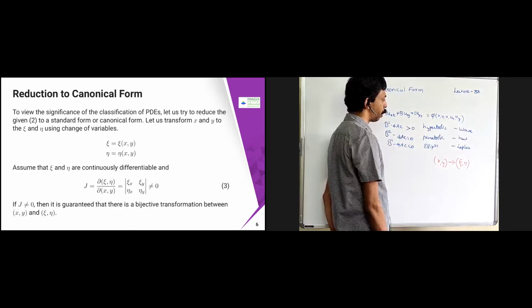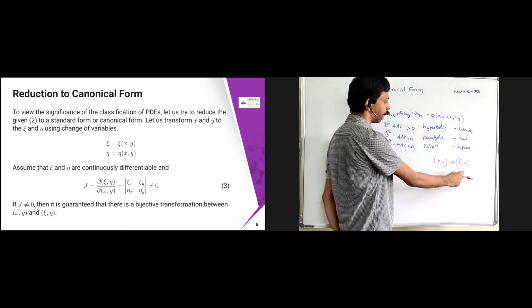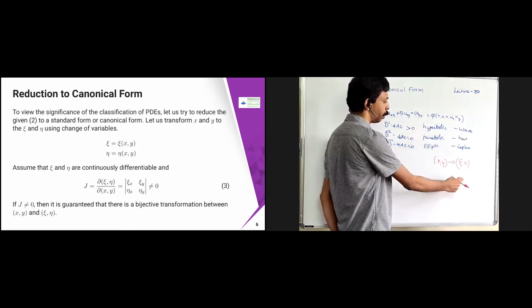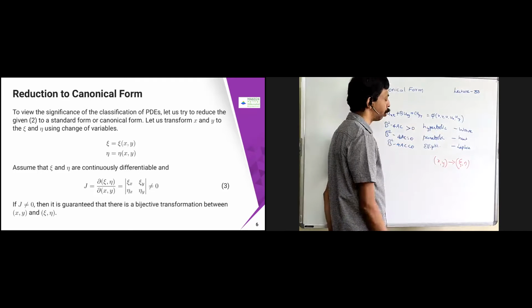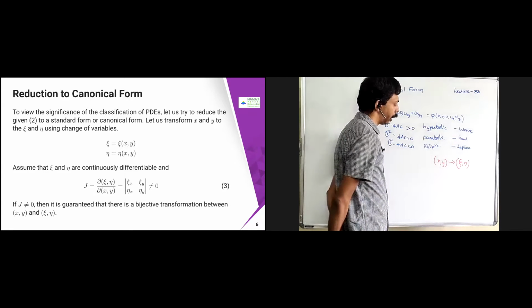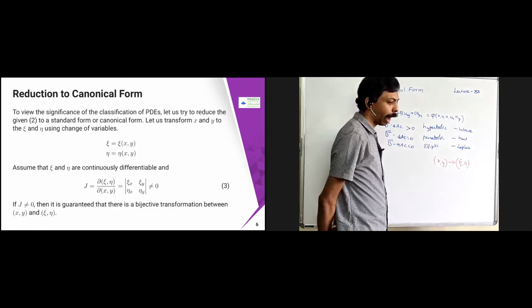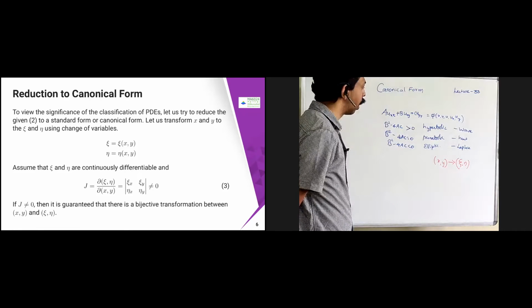Question number 1 is: suppose this is hyperbolic in this coordinate system, will it still be hyperbolic in that system? If it is parabolic, will it still be parabolic? If it is elliptic, will it still be elliptic? Or will it change? That is my question, and that we are going to explore. And the answer is yes, affirmative. So we will get yes as the answer.